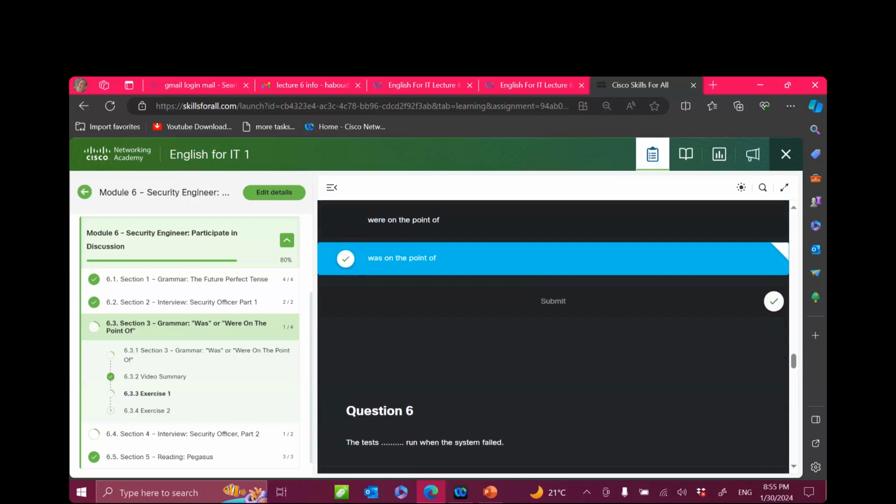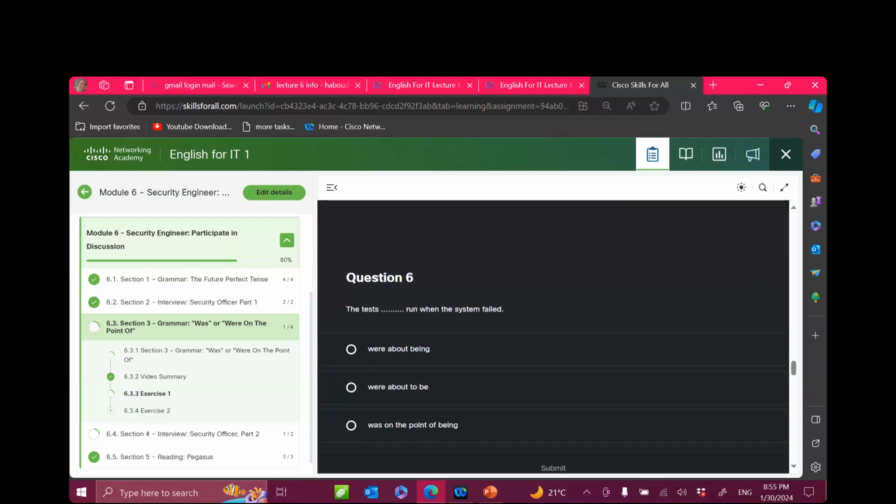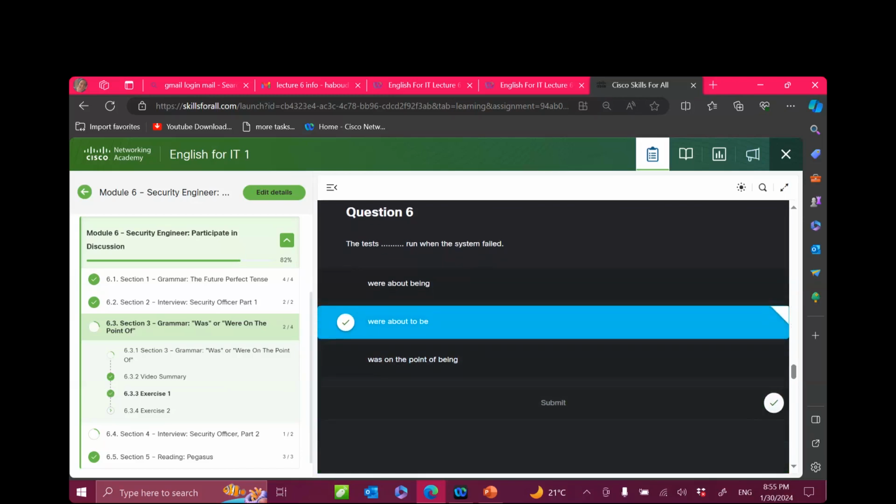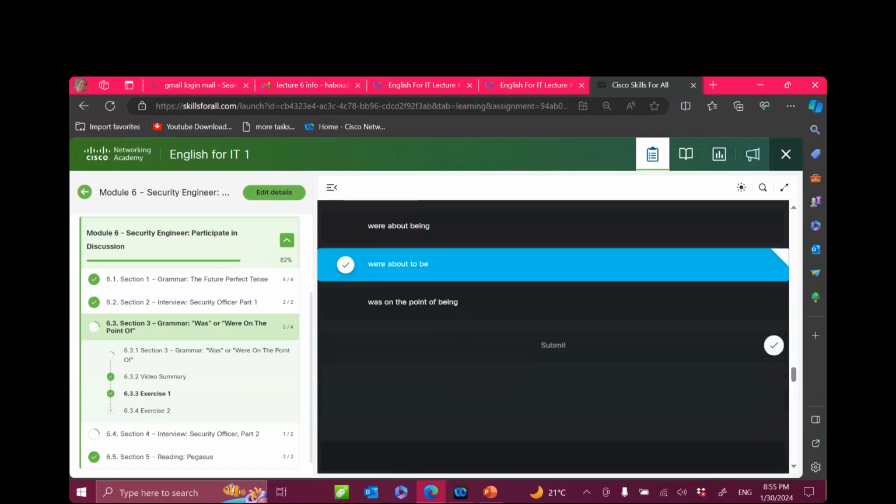Question 6. The tests run when the system failed. The tests were about being run, were about to be run, was on the point of being. طبعا of course was مش هختارها خالص لأن عندي هنا tests دي plural. يبقى I'll suggest something plural that's like were. طيب الإجابة الصحيحة هتبقى were about being run or were about to be run. What do you think? Excellent. لأن احنا قلنا about to should be followed by infinitive.